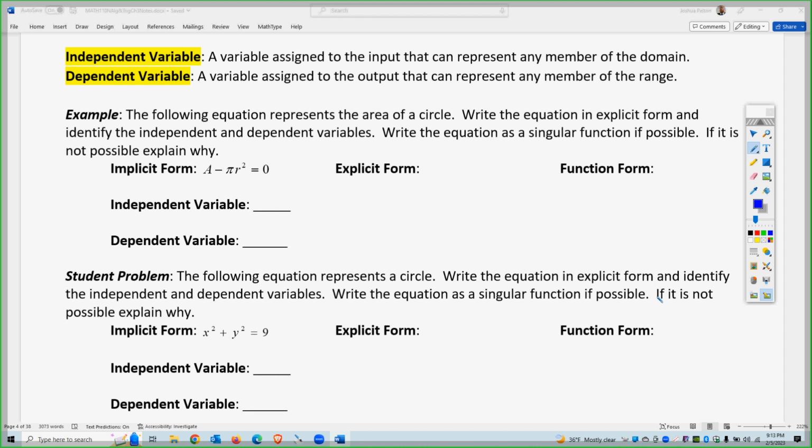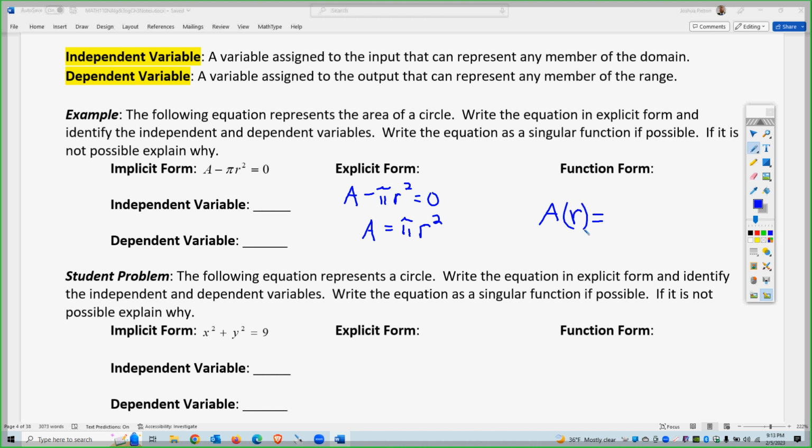So if I have this implicit form of the equation, which is the area of a circle, if I solve it, I get a minus pi r squared equals 0. So a equals pi r squared if I add pi r squared to the other side, correct? That is the explicit form. So I can write it down in function notation. So A of r, right? Let me try that again.